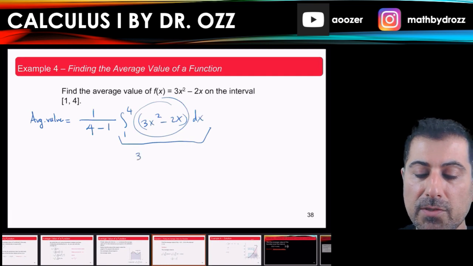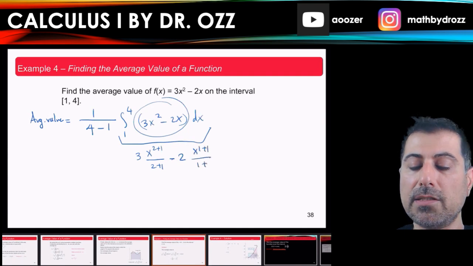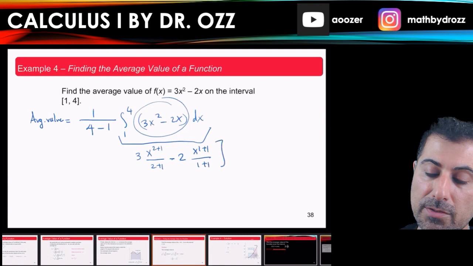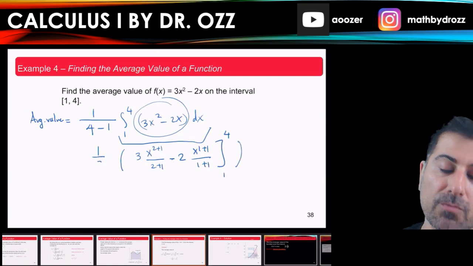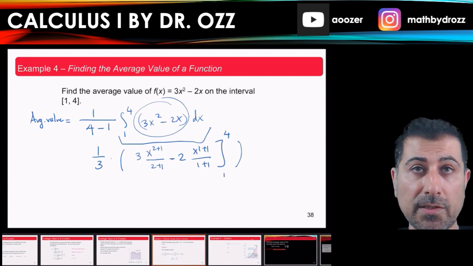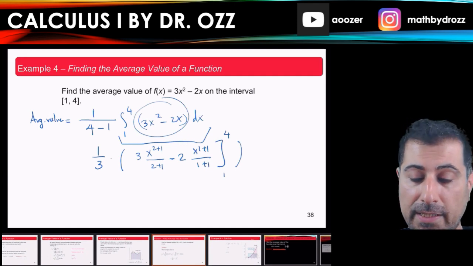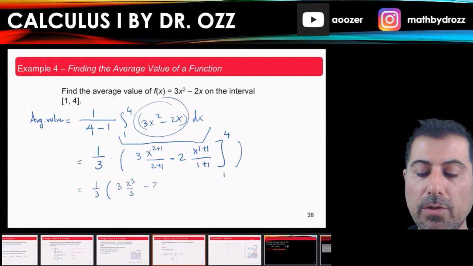So it's like 3 times x to the 2 plus 1 divided by 2 plus 1. And then x comes with the power 1, so we add 1 to the power and divide by the new power. I'm going to use the bracket notation here, 1 and 4, and then multiply everything by 1/3. I'm going to put all the parentheses and brackets in order so that I won't get confused at the end. All right, so here we go. 1/3 times the bracket of 3x cubed over 3 minus 2x squared over 2, from 1 to 4.